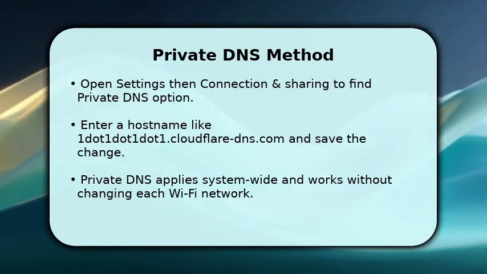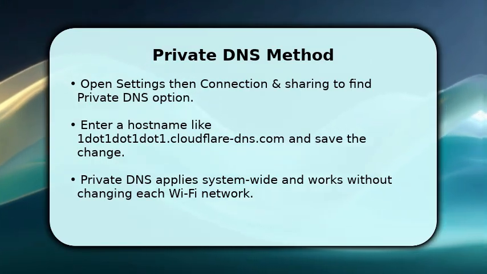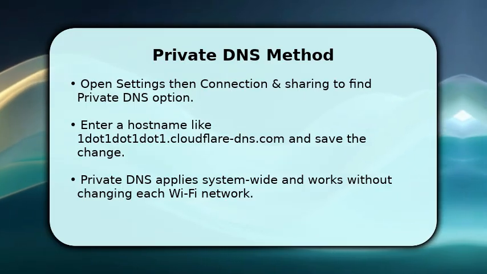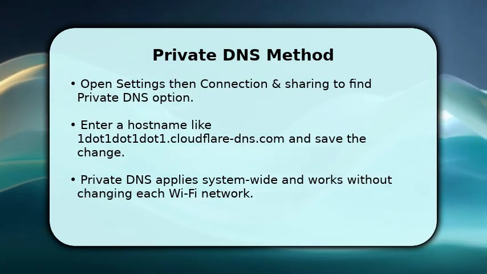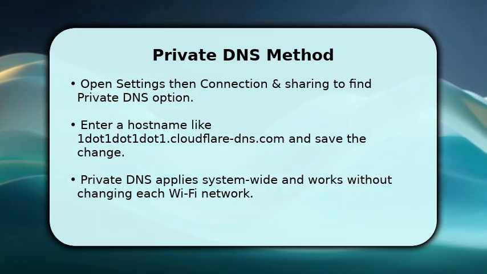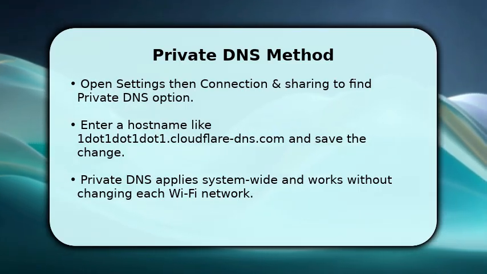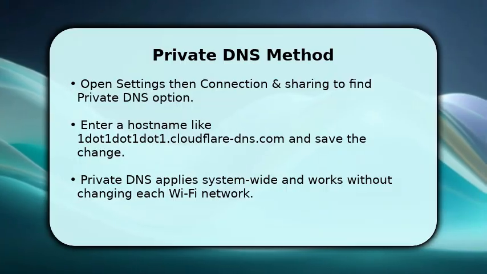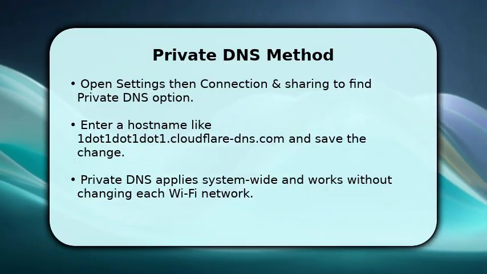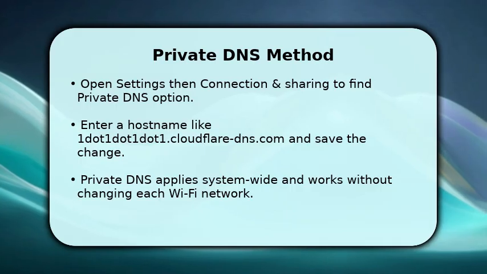Tap private DNS and choose private DNS provider hostname from the list. Enter a hostname such as 1.1.1.1, Cloudflare DNS, or dns.google and press save. The change takes effect immediately for apps that use system DNS. No per-network edits are required when using private DNS.